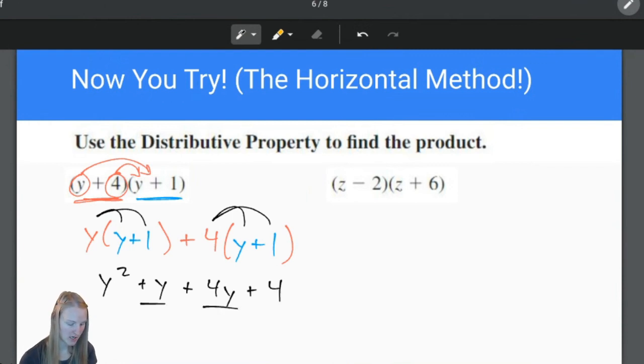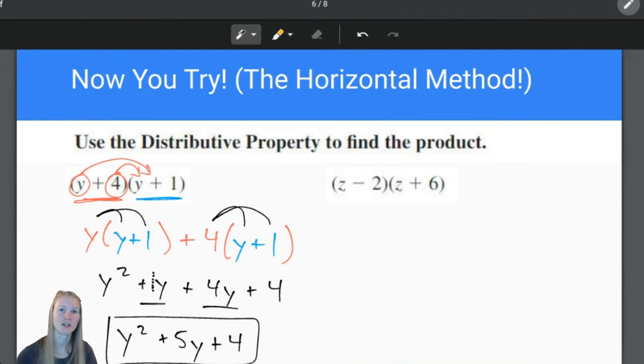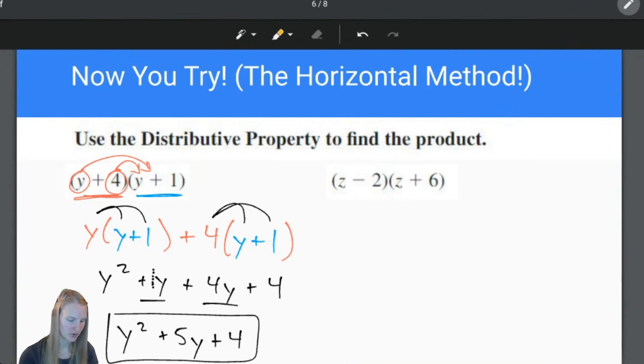Now we're going to combine our like terms. Everything with a y is going to get put together. So I have y squared. And then remember, this is 1y. Always an imaginary 1 in front of the y. So 1 plus 4 is 5y plus 4. And there you have it. Wonderful. Let's do the second one.